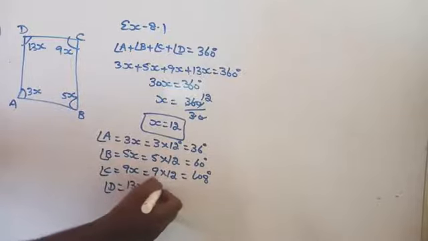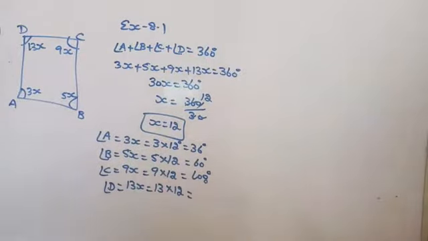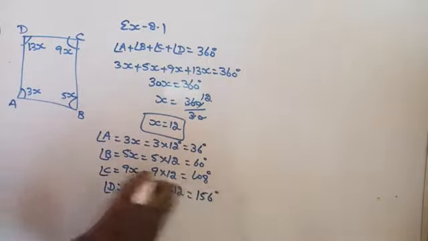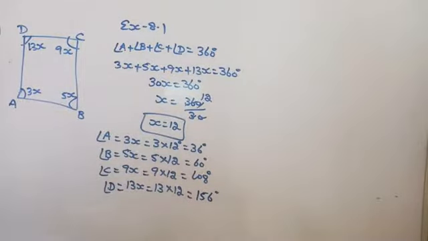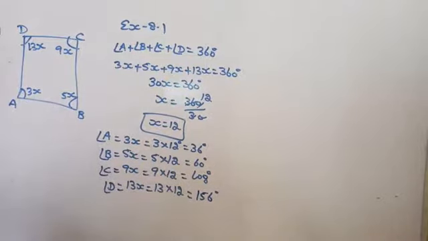So 13 into 12, 10 twelves are 120, 3 twelves are 36, 120 plus 36 is 156. So these are the four angles of a quadrilateral: 36, 60, 108 and 156. Am I right here? Yes.